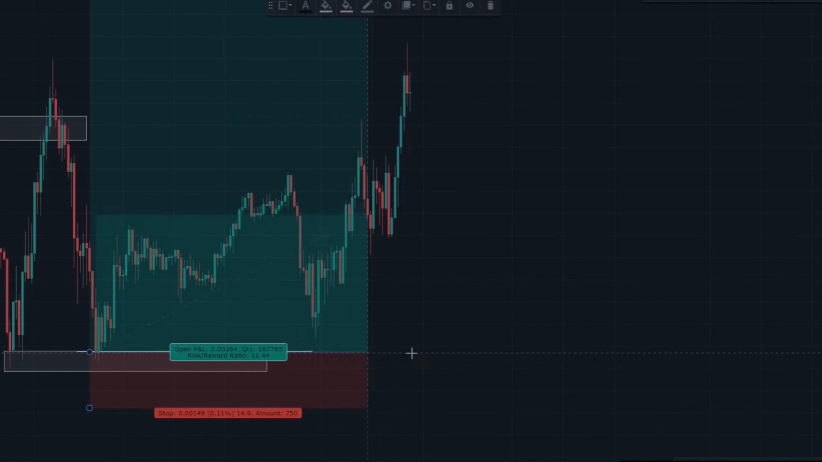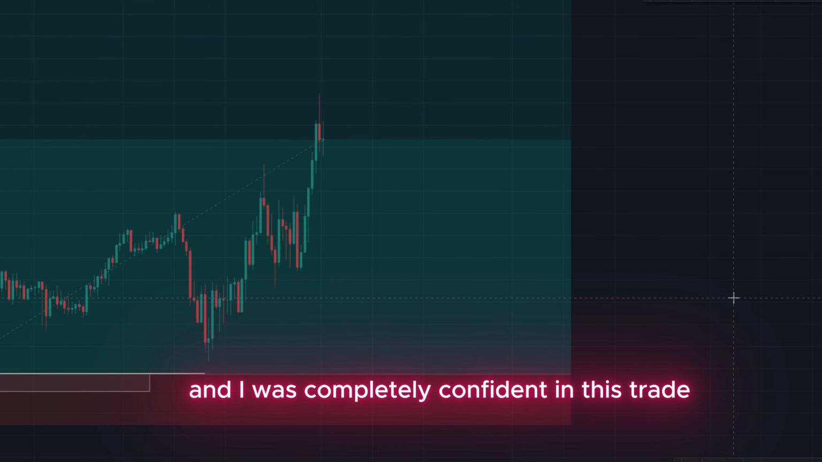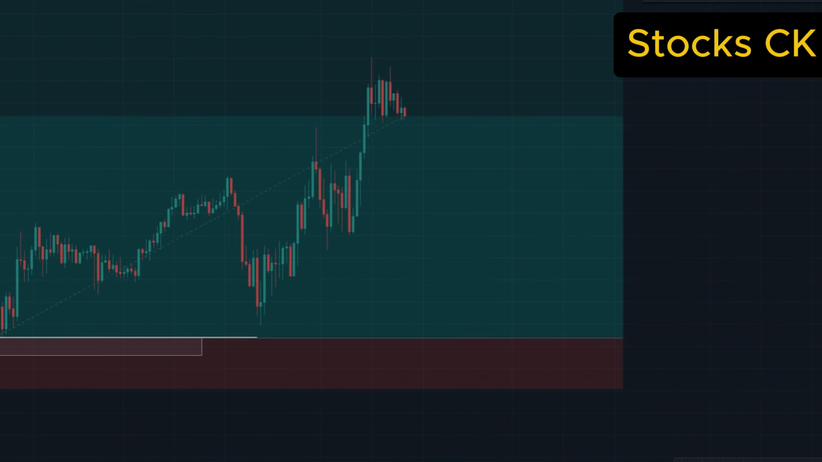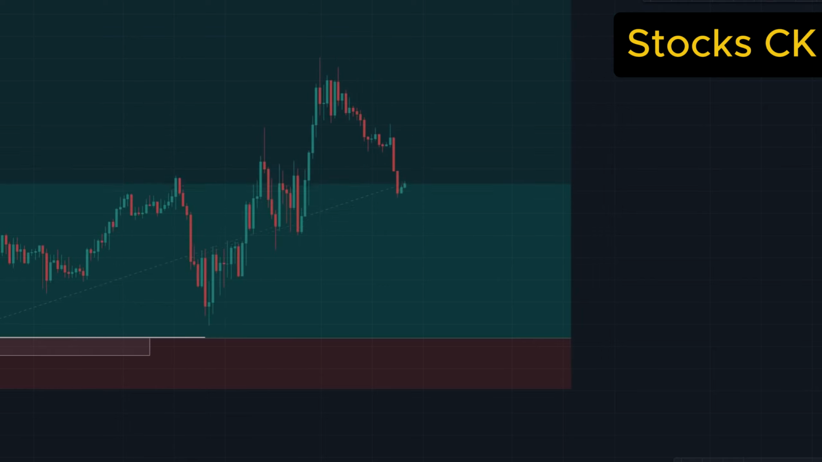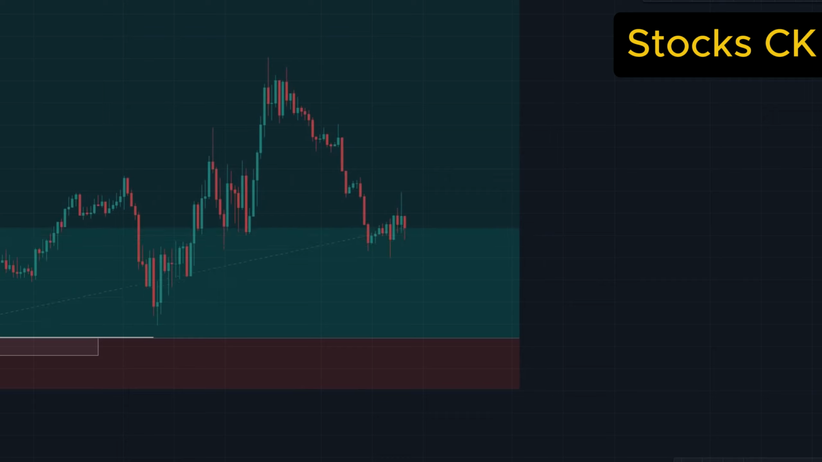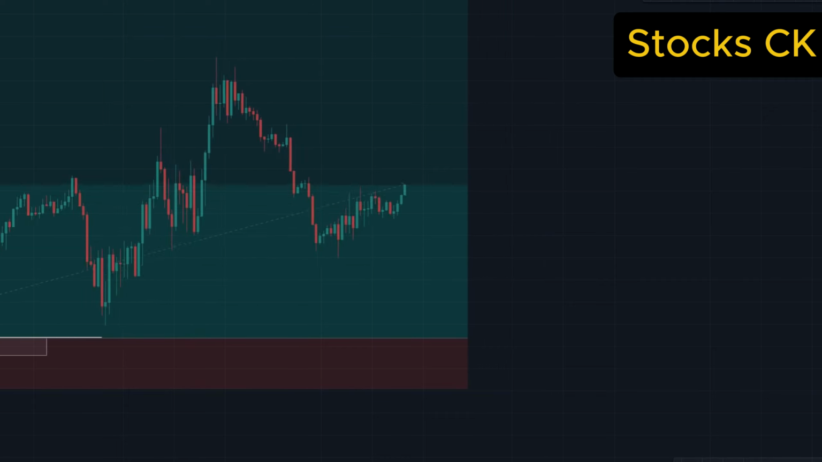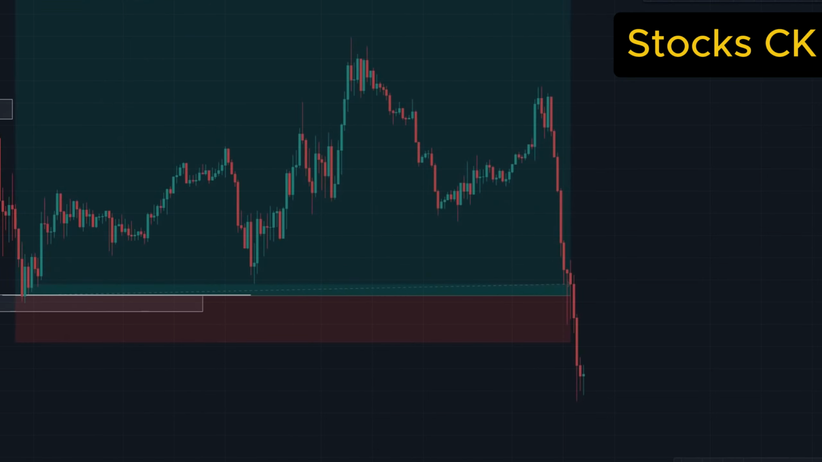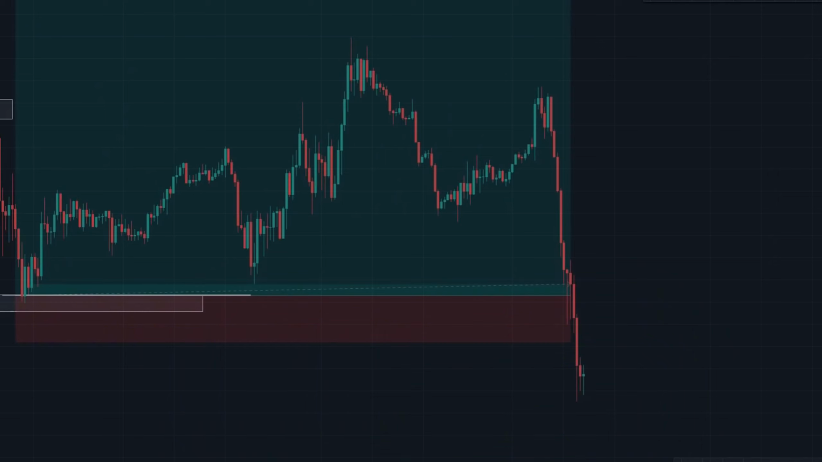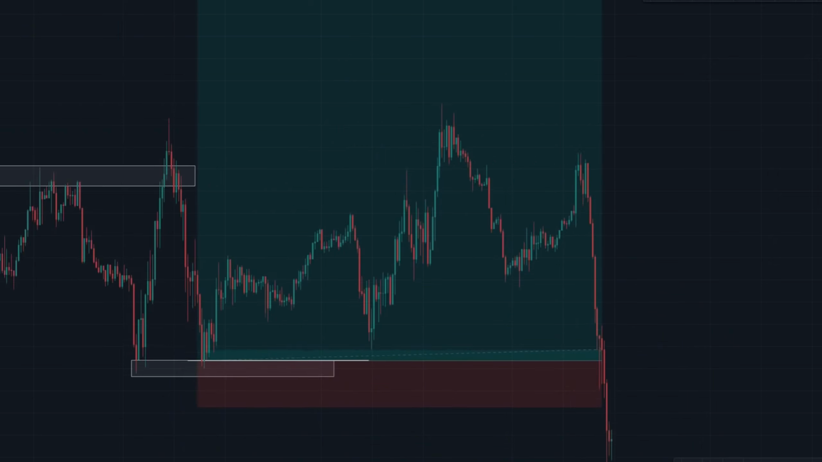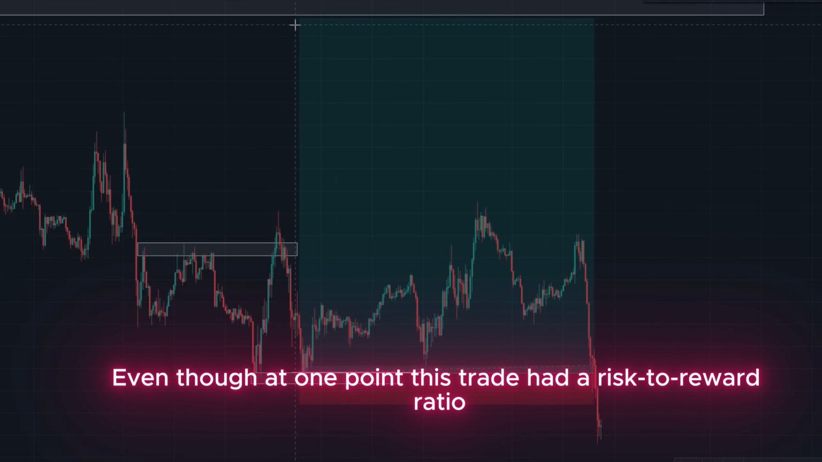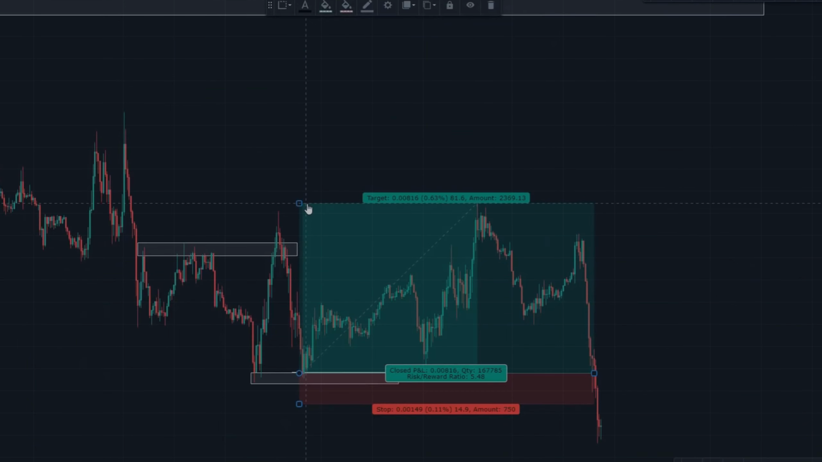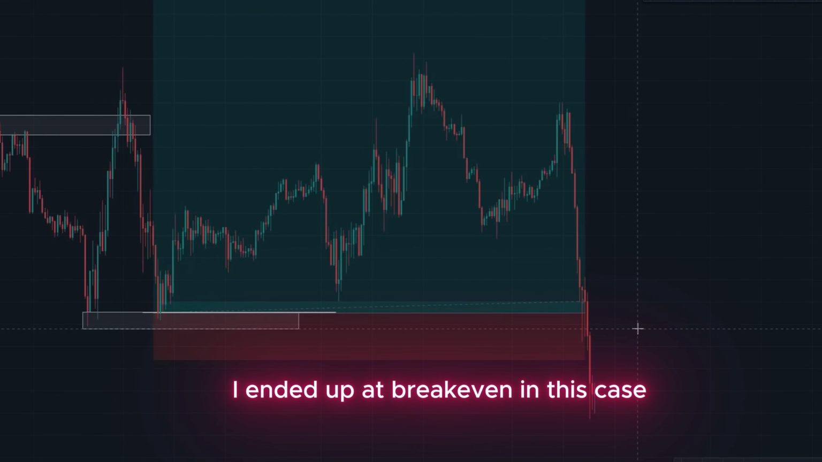The price continued to rise, it was looking good, and I was completely confident in this trade. But this trade hit my stop loss. This trade ended at break even, even though at one point it had a risk to reward ratio of 1 to 5.48. I still didn't profit. I ended up at break even in this case.